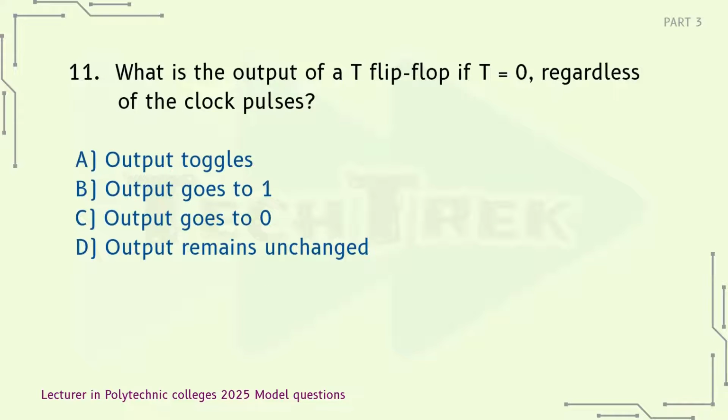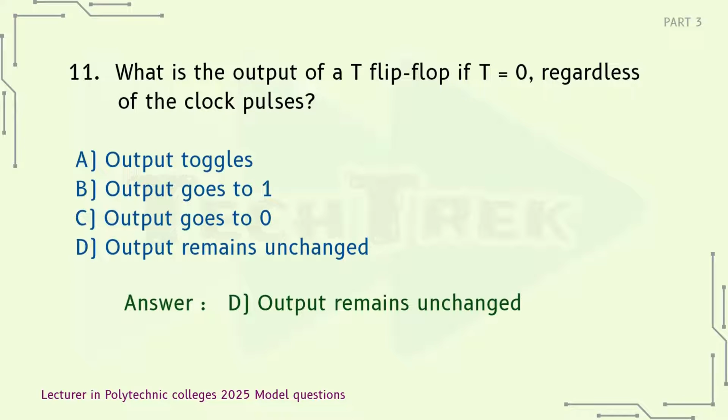What is the output of a T flip-flop if T equals 0, regardless of the clock pulses? A. Output toggles. B. Output goes to 1. C. Output goes to 0. D. Output remains unchanged. Correct answer is option D, output remains unchanged.